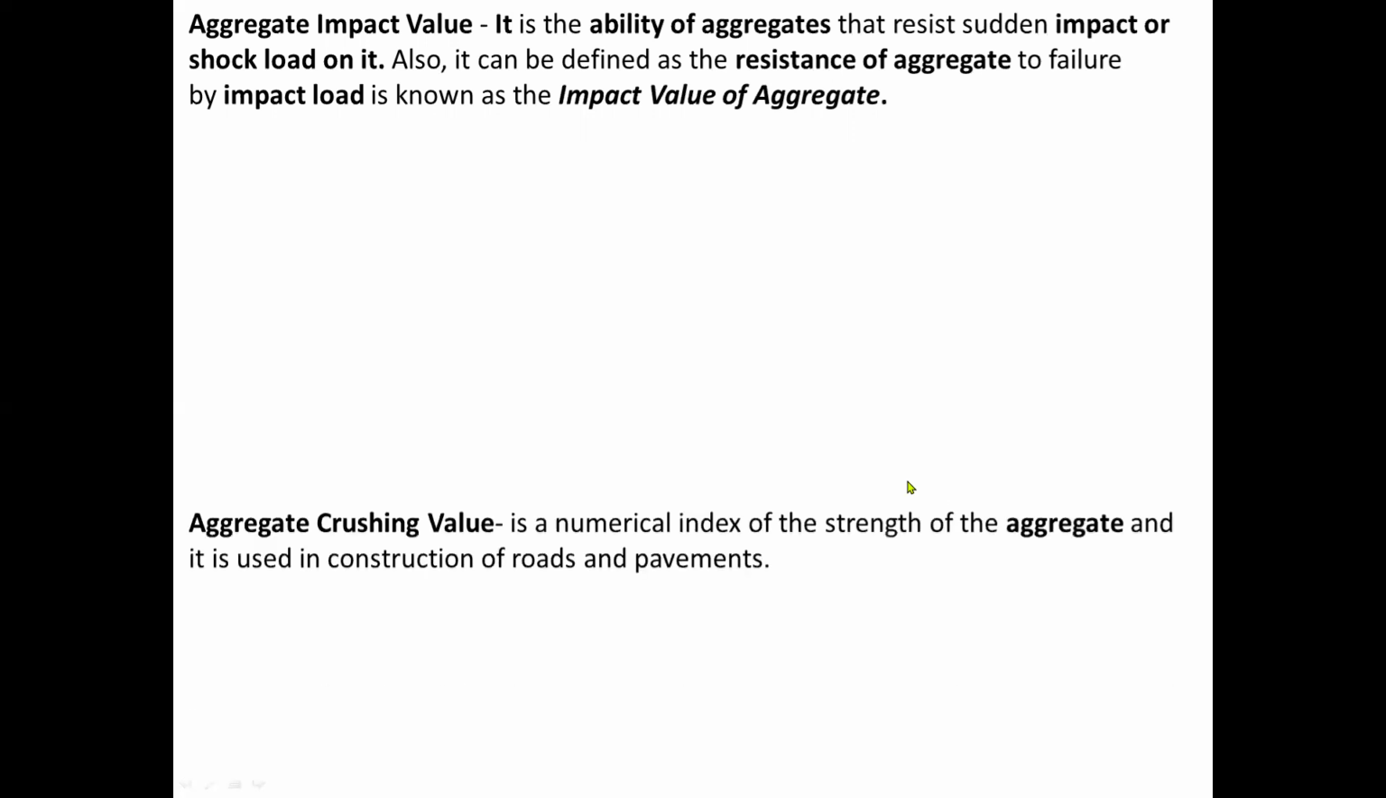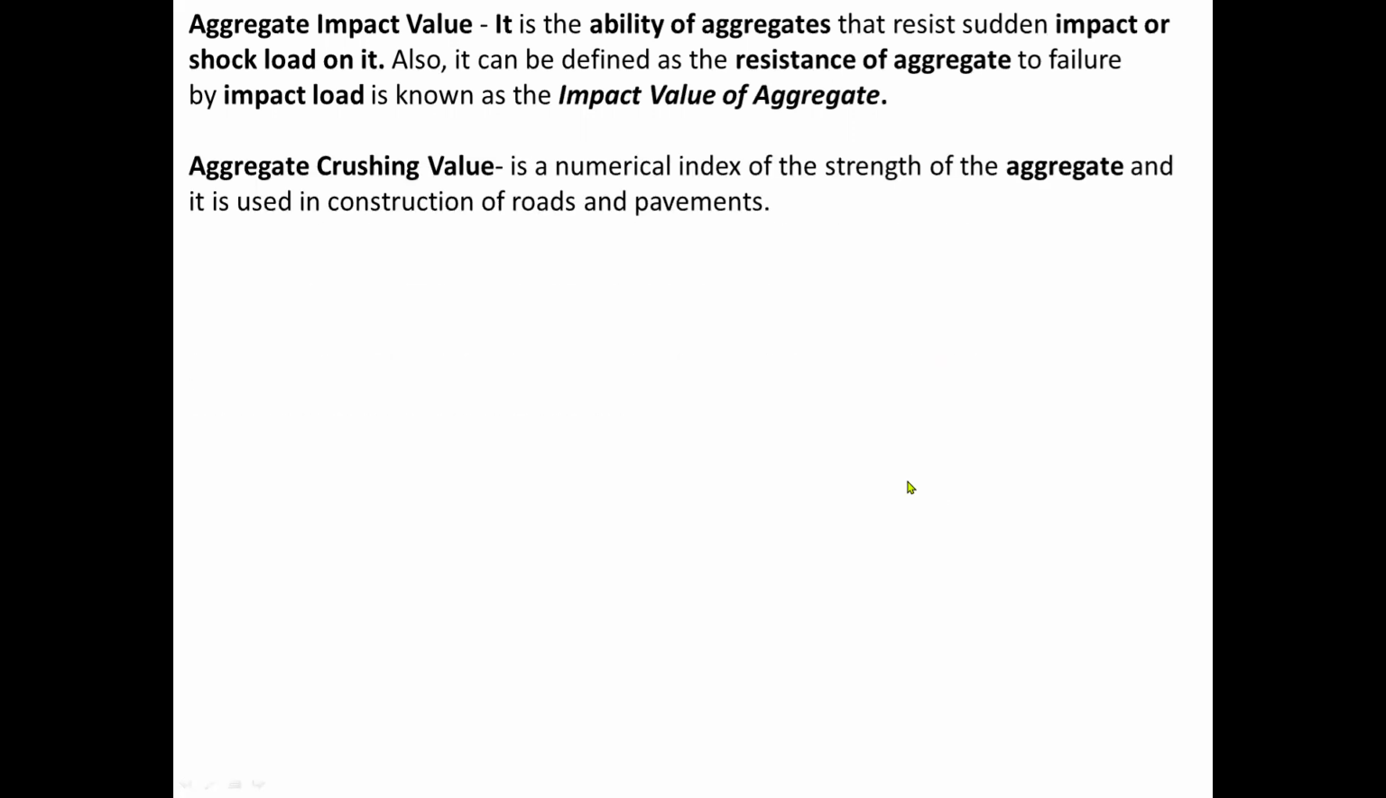Then we also have the aggregate impact value. It is actually the ability of aggregates to resist sudden impact or shock load. Also, it can be defined as the resistance of aggregate to failure by impact load, and it is known as the impact value of the aggregate. Aggregate crushing value is a numerical index of the strength of the aggregate, and it is used in construction of roads and pavements.